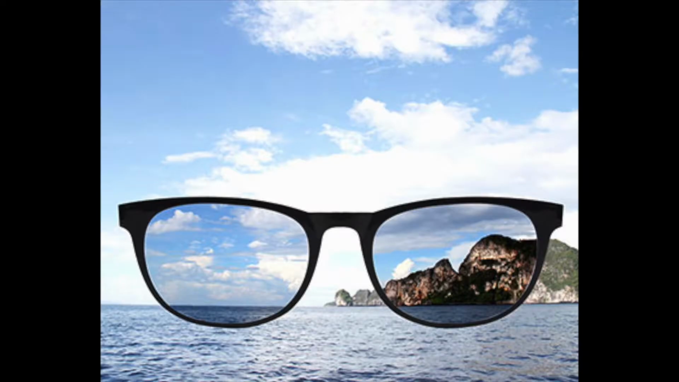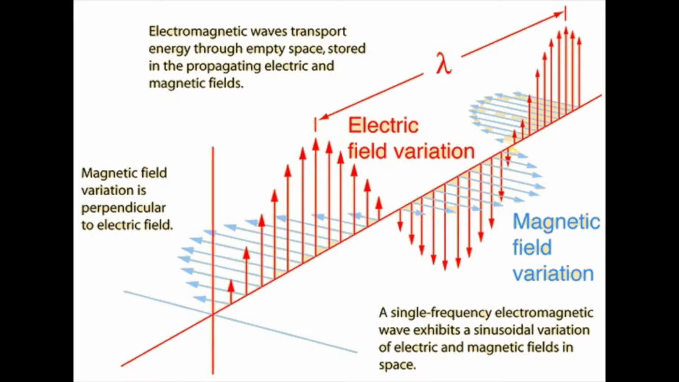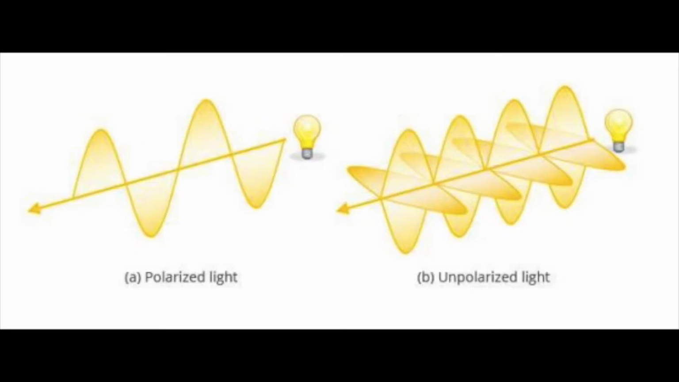Have you ever wondered why polarized sunglasses remove the glare from a surface? This is due to a physics concept called light polarization. Light is an electromagnetic wave, meaning it is made up of an oscillating electric field and a perpendicular magnetic field. Light can be unpolarized or polarized.